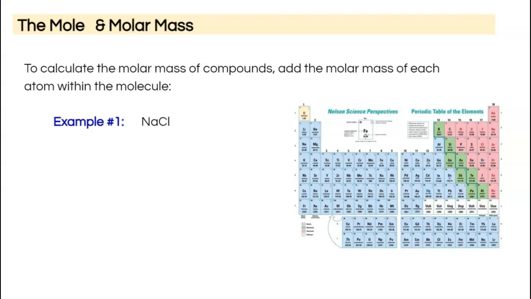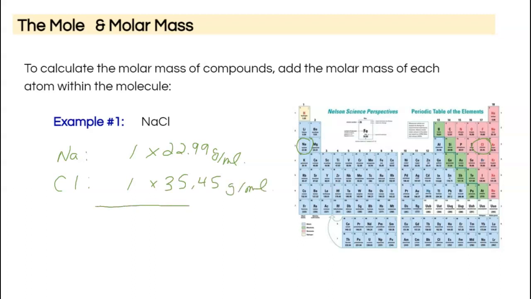And so I know that I have 1 times the molar mass of sodium, which is 22.99 grams per mole. And for chlorine, I have one chlorine in that situation with its molar mass being 35.45 grams per mole. And so I simply take the sum of the molar masses of all the atoms in that formula, and together they will give me the overall molar mass of the compound. So in this case, I'm getting 58.44 grams per mole.